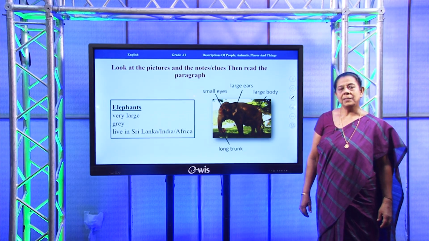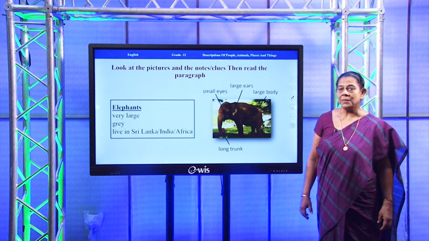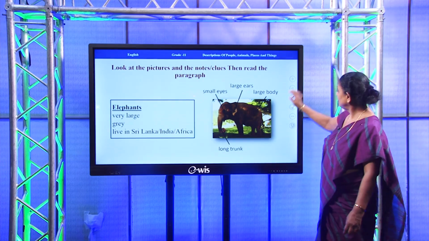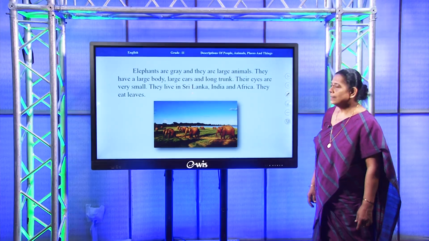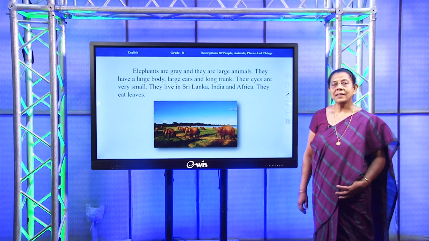Right. So I have prepared a description for you. Shall we have a look at that? Right. Let's read the paragraph. Elephants are grey and they are large animals. They have a large body, large ears and long trunk. Their eyes are very small. They live in Sri Lanka, India and Africa. They eat leaves. Yes, children. So we have written that description using the clues given.